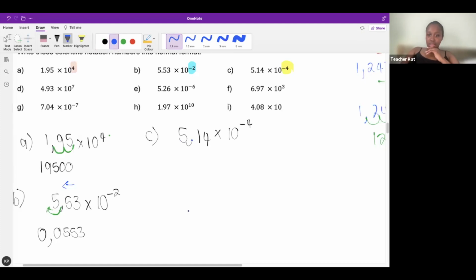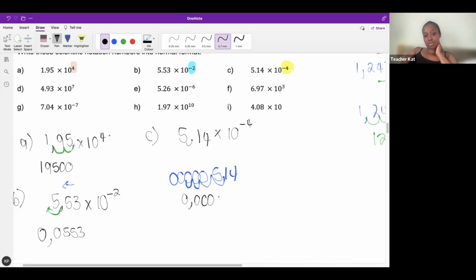Remember, you're over here. Okay, let me do this. 5, 1, 4. If I'm there and I go 1, 2, 3, 4. So how many zeros is that before the 5? 3. So it's 0, 0, 0, 0, 5, 1, 4.